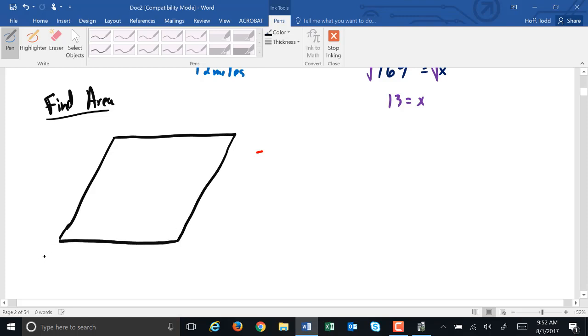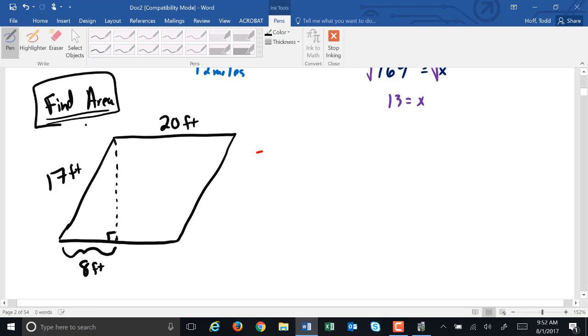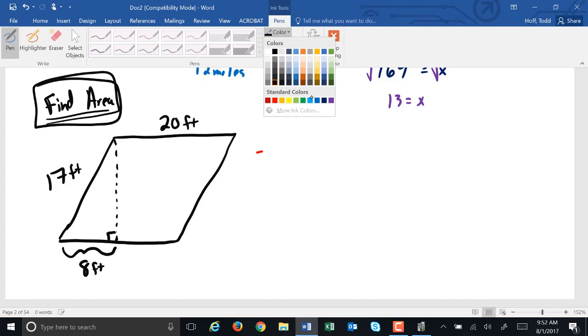So let's say we have a parallelogram like this. And I give you that this side here is 17 feet, that this piece here is 8 feet, and the top here is 25 feet. And I want you to find its area.